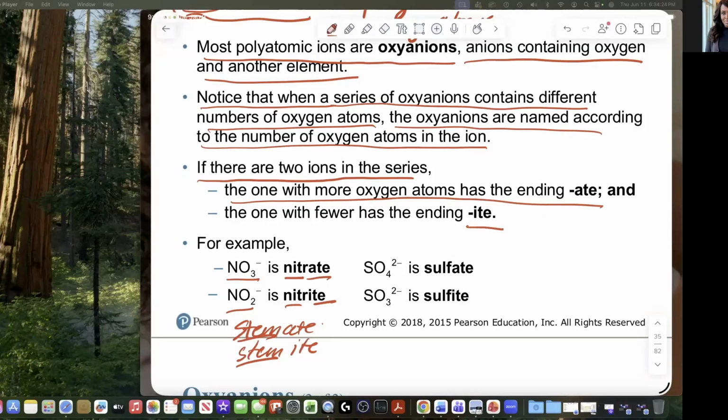Went over that in the previous video. Okay, over here, sulfate. Sulf is the stem word for sulfur. H just means more oxygen. I means less oxygen. Remember, H and I are relative terms indicating more oxygen, less oxygen.